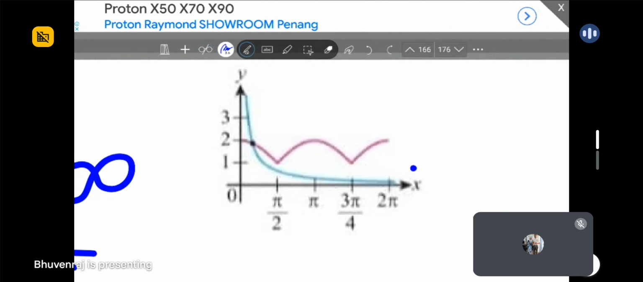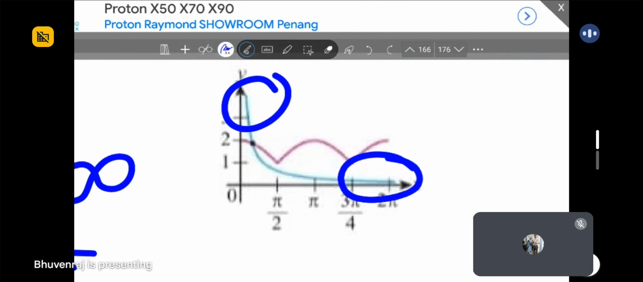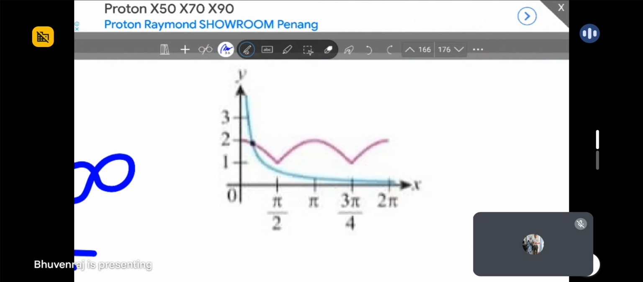So guys, take note your graph cannot touch the x-axis for y equals 1 over x. Graph ni tak boleh sentuh paksi x punya. Okay, tak boleh sentuh paksi y, tak boleh sentuh paksi x. Both the axes, it cannot touch. It will be very close, but cannot touch. Sangat dekat tapi tak boleh sentuh punya. So when you draw also, you must draw like this lah.